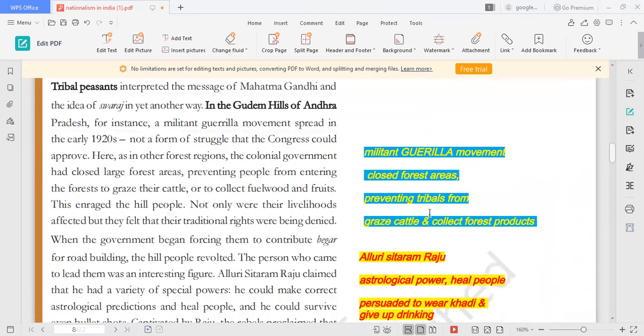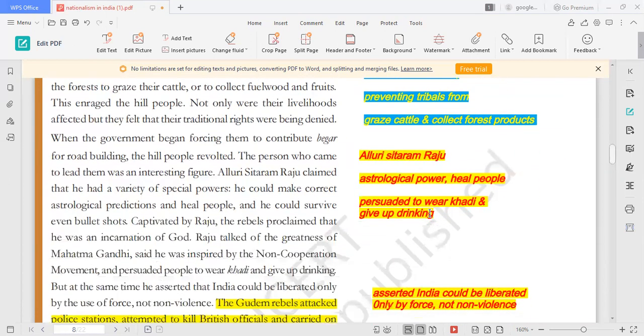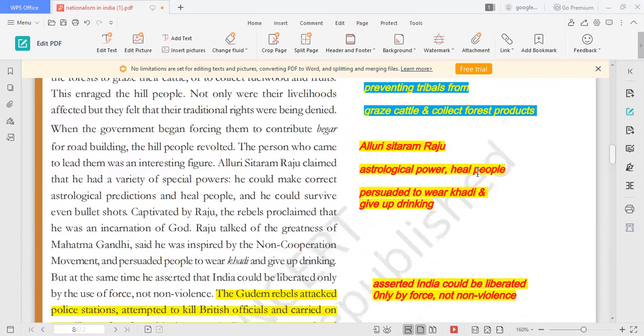Then let us move on to the tribal peasants of Gudem Hills of Andhra Pradesh. There they used a militant guerrilla movement, because they were prevented from moving freely in the forest. And when they were prevented from grazing their cattle and collecting their forest products, they were irritated. These tribal peasants were led by Alluri Sitaram Raju. He himself was glorified as he had a special power in predicting astrology and he could heal people. And he persuaded the people to wear khadi and to give up drinking. But he told them that if you want freedom, non-violence is not the method. We have to use force.